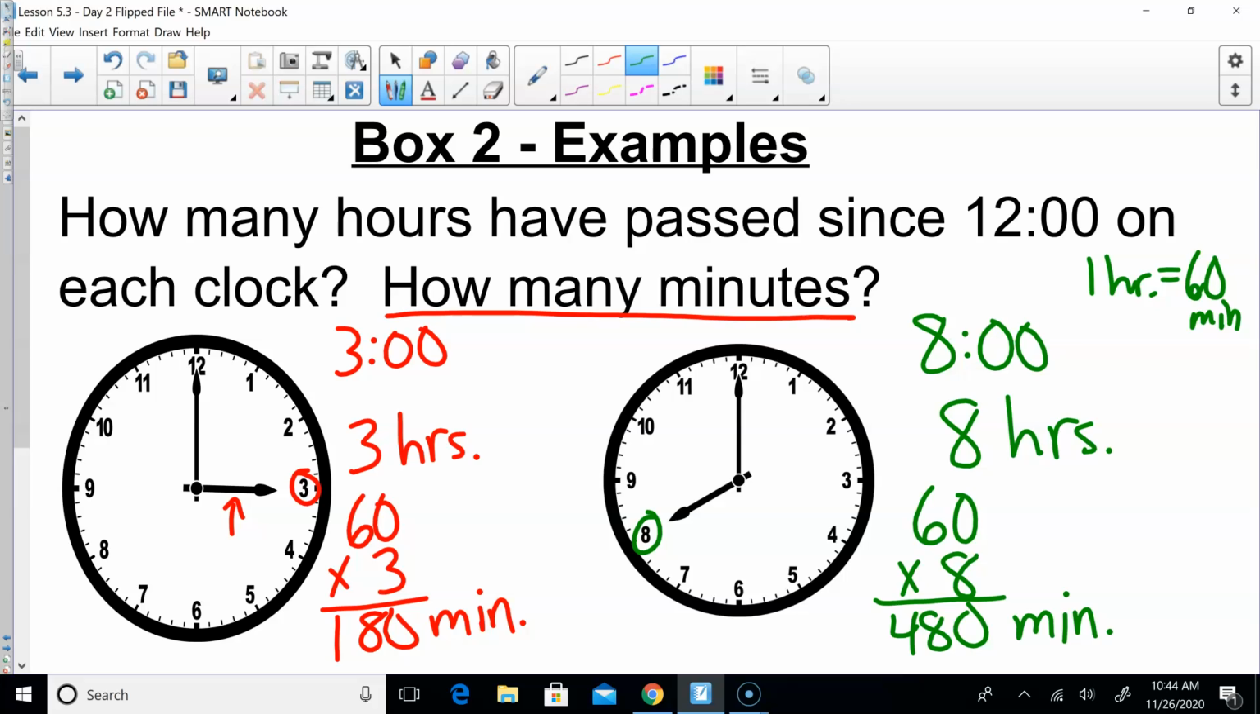You can pause the video now and write down this information to help you out. Maybe even draw a little clock. You don't have to draw every single part, but get an idea of the shorthand and big hand, and then how to find hours and the relationship between hours and minutes.